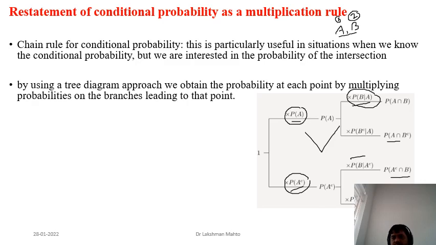If you try to recall the tree structure, we call this the first branch. These are the branches, and this one is the leaf.